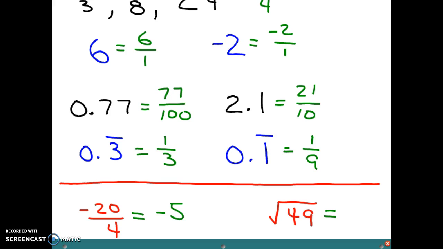Square root of 49, if we simplify that, we would get 7. 7 is a natural number, and therefore it would be a whole number, an integer, a rational number, and a real number.